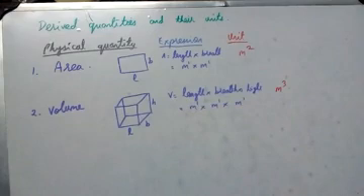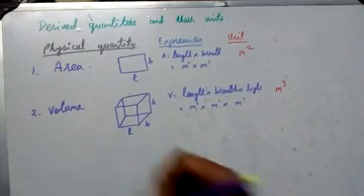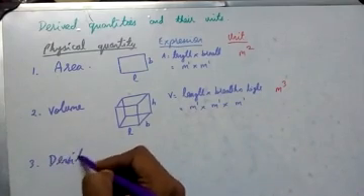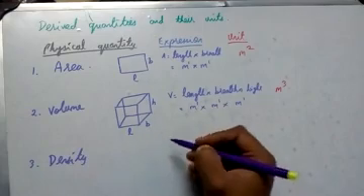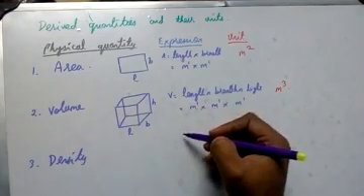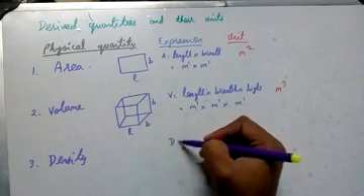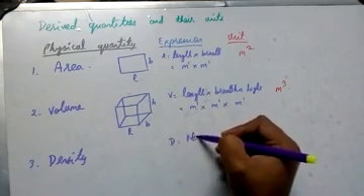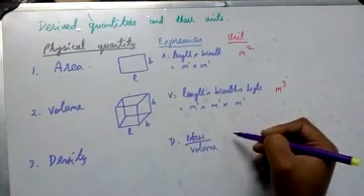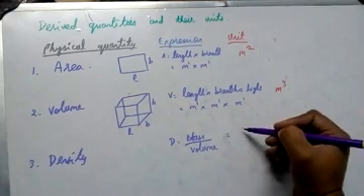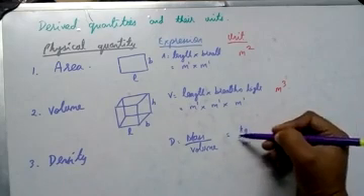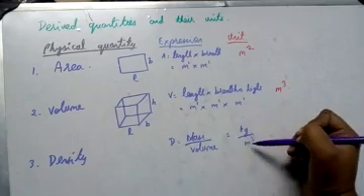Then the third one, density. We'll just see this in the introduction. Density means, commonly we say, thickness. So density D is equal to mass by volume. Let's see the formula. Mass we know is kilogram, and volume is meter cube.